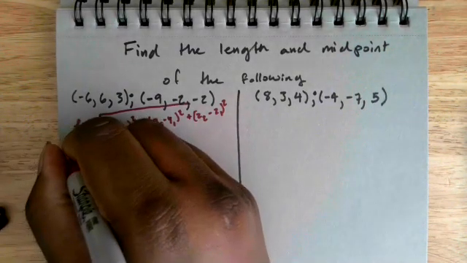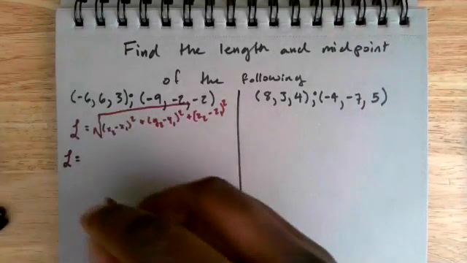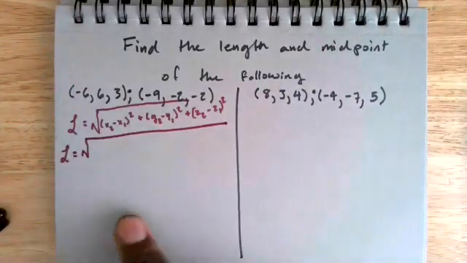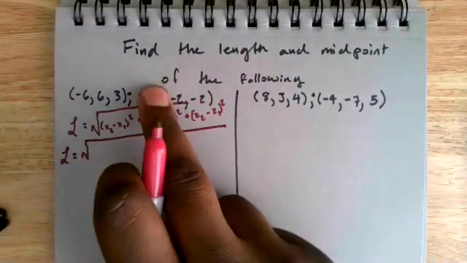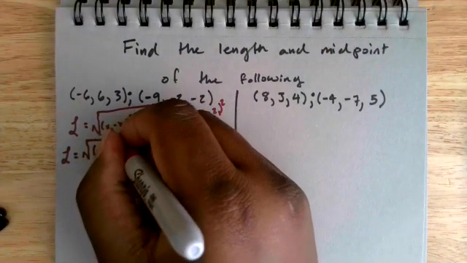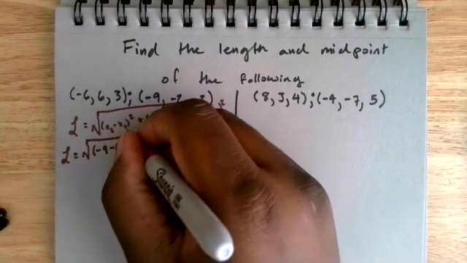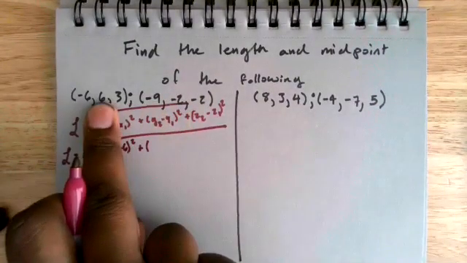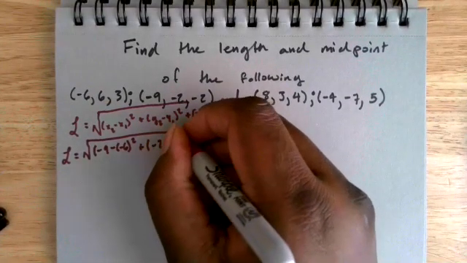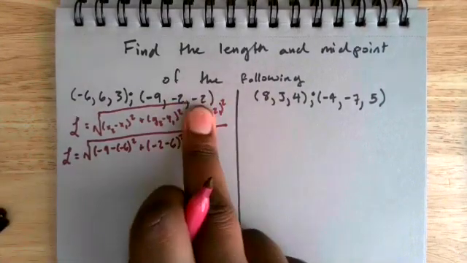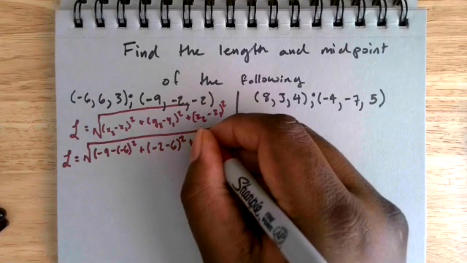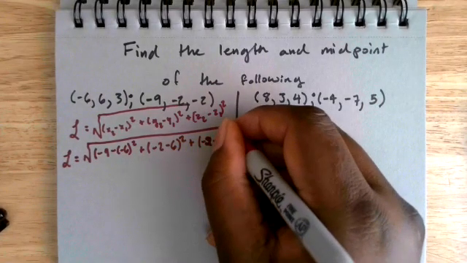All right, so length is going to be, let's see, the square root of, so we got x2, let's call this x2, so we're going to have -9 minus -6 squared plus -2 minus 6 squared plus 2 minus 3 squared.